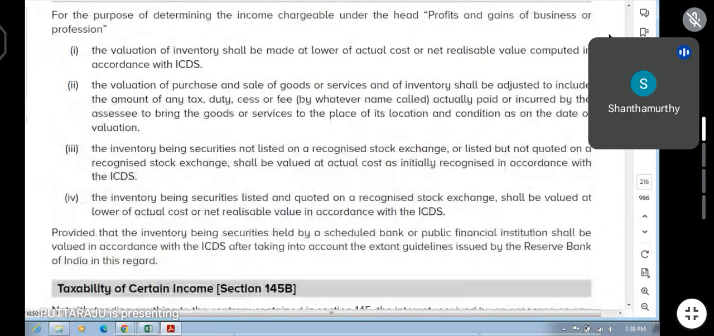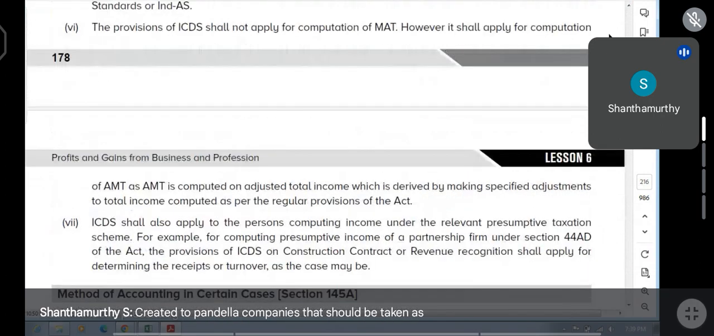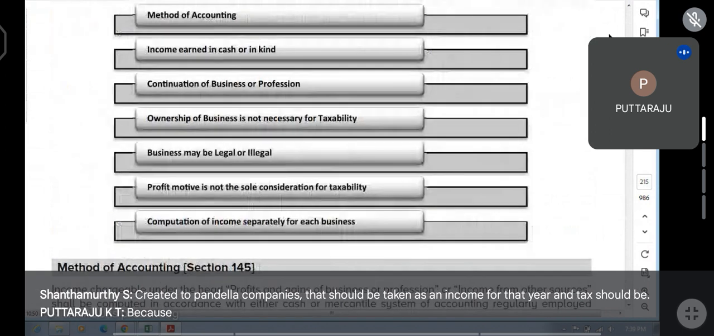Credited to P&L account means that should be taken as an income for that year and tax should be charged. Business income. Yeah.